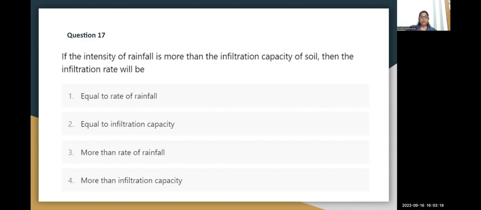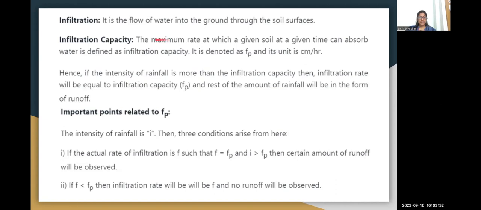Okay. So in order to know what the answer of this question is, we need to know what the intensity of rainfall is, what is the infiltration capacity, what is the infiltration rate, and all such terms. So let's see what all of these are. We are aware of what infiltration is. Infiltration is the process in which water, when it reaches the ground surface, will flow into the subsurface of the soil. Now, this water that is flowing through the surface of the soil is flowing with a particular rate.